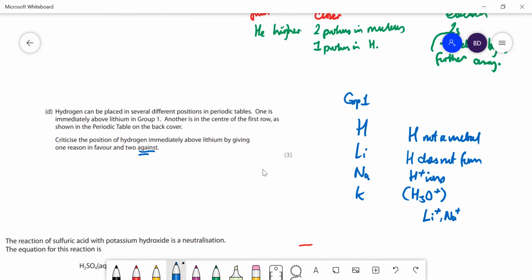Another thing you could say there is that hydrogen will actually form an H- ion. Not very often, but it does. Whereas lithium, sodium, potassium certainly don't do that. So there's a few alternatives there. In favor, the thing we can say is it has 1 electron in an s orbital. Hydrogen's got 1 in 1s, lithium in 2s, sodium in 3s, potassium 4s, and so on.